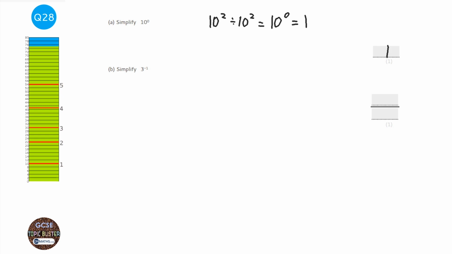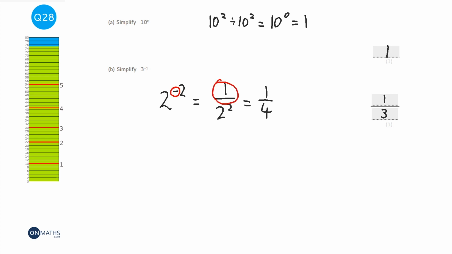The second thing you need to remember is if you have a negative power, all you do is you get the number, it's 3 to the power of 1, which is just 3, and put a 1 over it. So if you had 2 to the power of minus 2, that would be 1 over 2 squared, or a quarter. So the negative just results in putting a 1 over it.